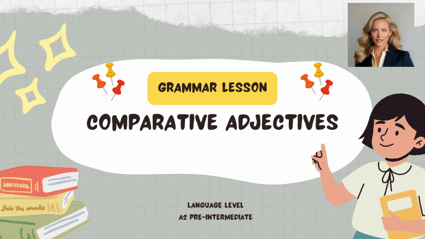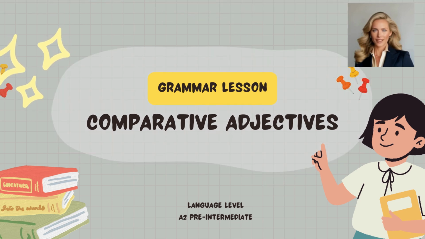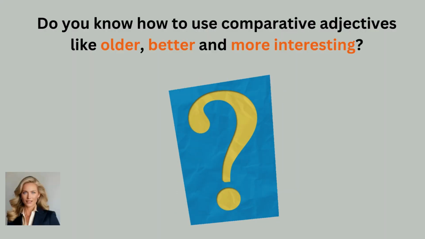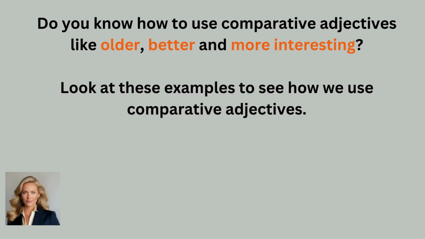Comparative adjectives. Language level: A2 pre-intermediate. Do you know how to use comparative adjectives like older, better and more interesting? Look at these examples to see how we use comparative adjectives.